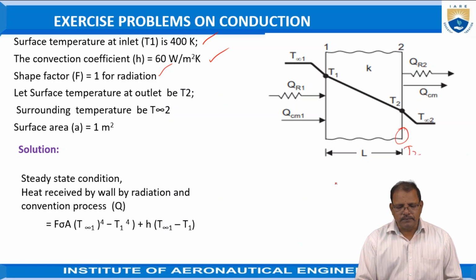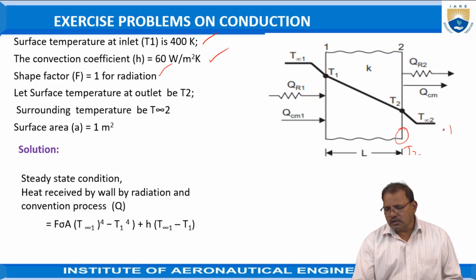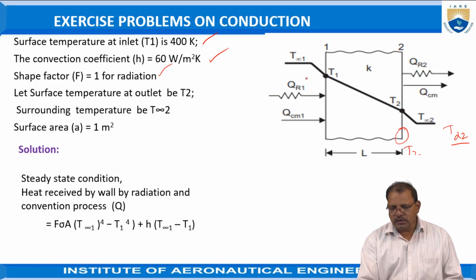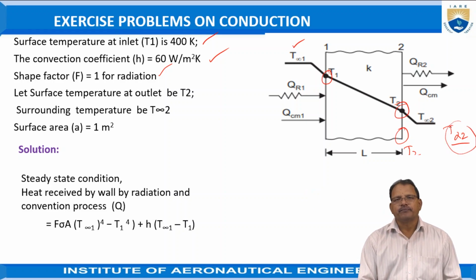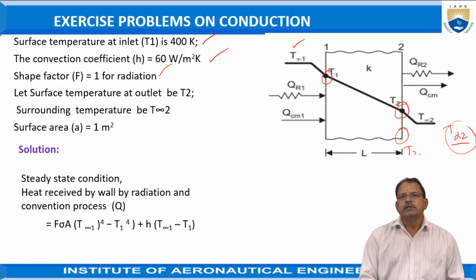Here it is not given in the problem. And the surrounding temperature T alpha 2 is here. The temperature T alpha 1 is given as the hot fluid temperature, T1 is the temperature at the inner surface, T2 at the outer surface, and T alpha 2 is the air temperature. The surface area, assume it is equal to 1.